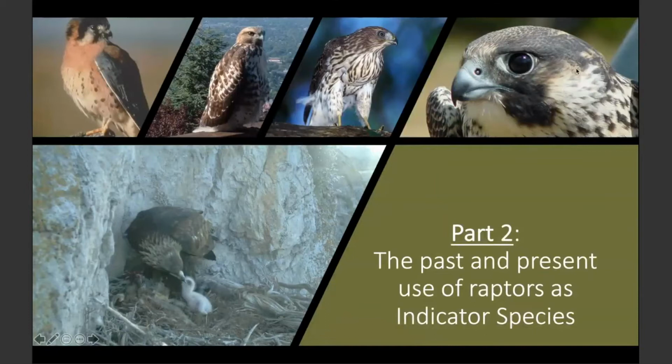All right, so the past and present use of raptors as indicator species. And just for those wondering which species we have on the screen right now, we have an American kestrel in the upper left. To the right of that is a red-tailed hawk. To the right of that is a Cooper's hawk. To the right of that is a peregrine falcon. And then we have an adult golden eagle feeding a nestling in the bottom left.